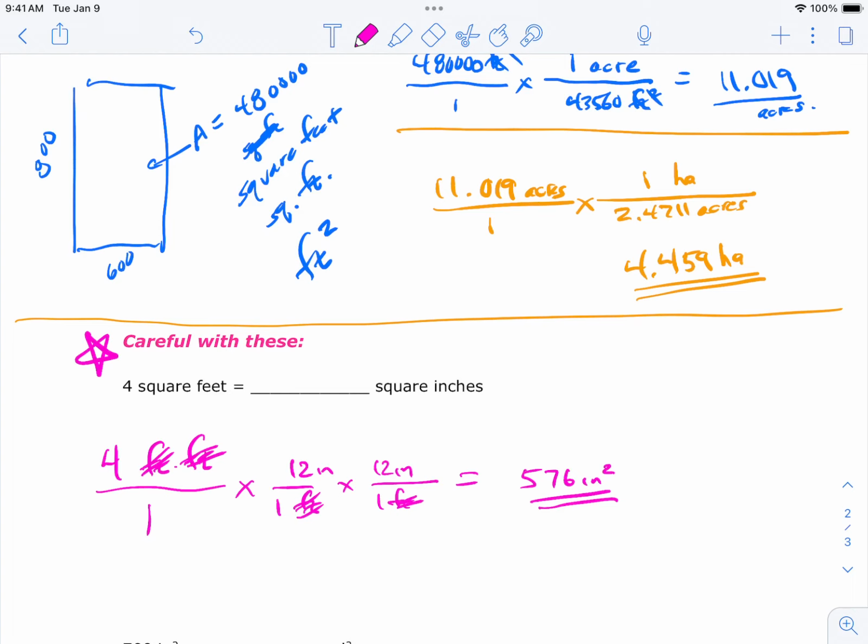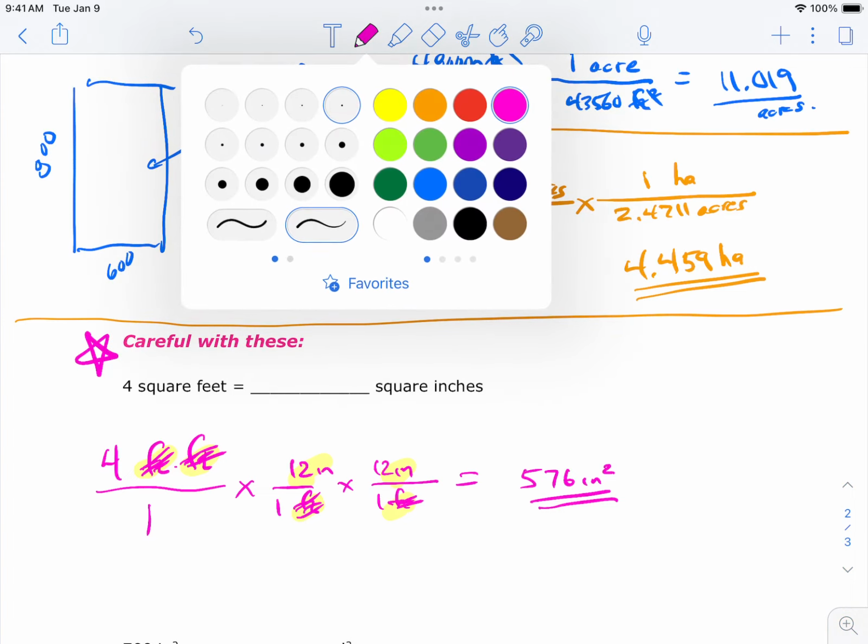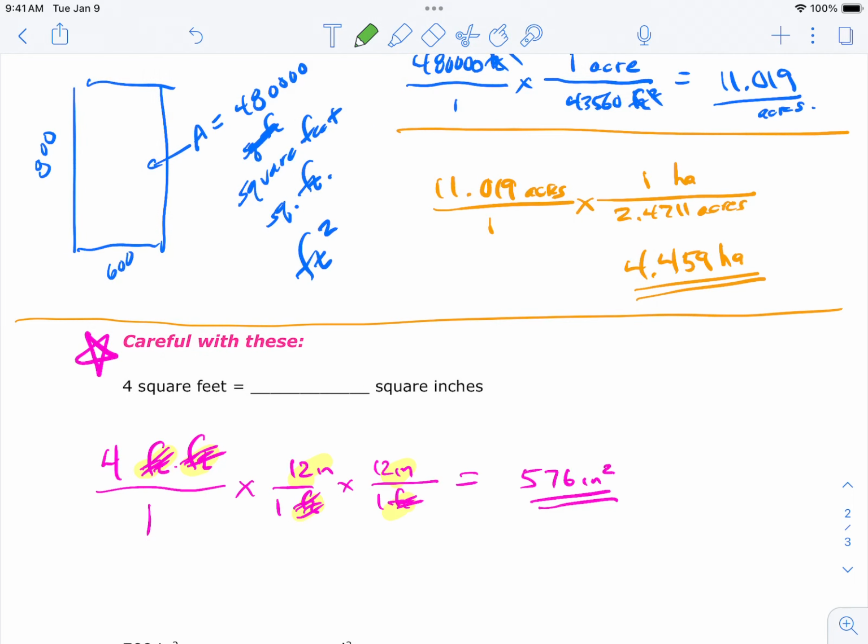Now that's just one way of looking at it. Remember, a square foot is a foot squared, which means you've got feet twice. And you have to cancel the foot, which is 12 inches, but you have to cancel the other foot, which is 12 inches. So you end up multiplying by 12 twice. Okay, that's one way of looking at it. Here's another way of looking at it. I like this way better, but whatever.